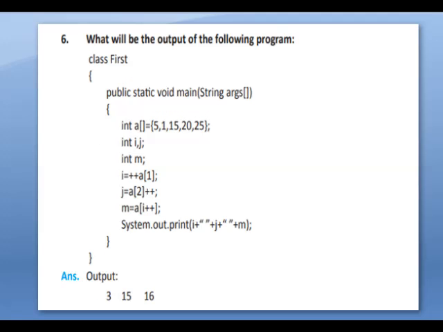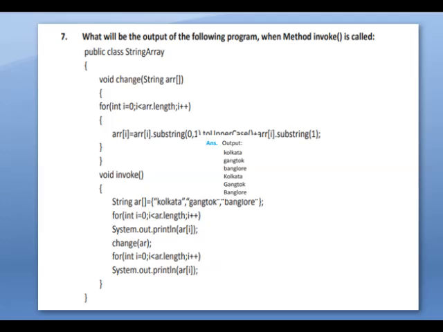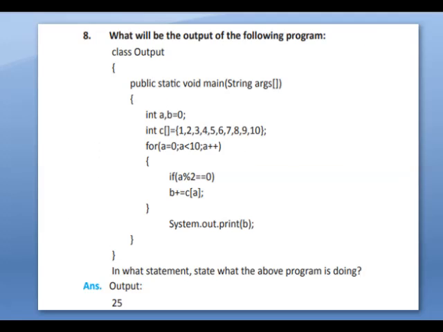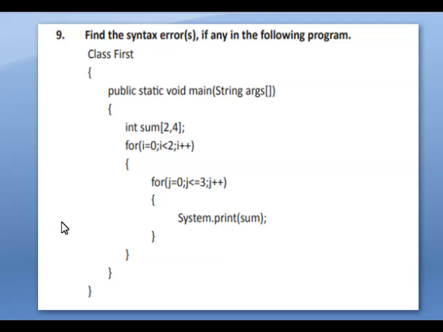So the next question is, what will be the output of the following program? The program segment is here. You have to execute the program, and in each and every step whatever value you get, you have to print. Then, what will be the output of the program when the method is invoked? So you have to execute one by one, and print the output. Here also the same type of questions.